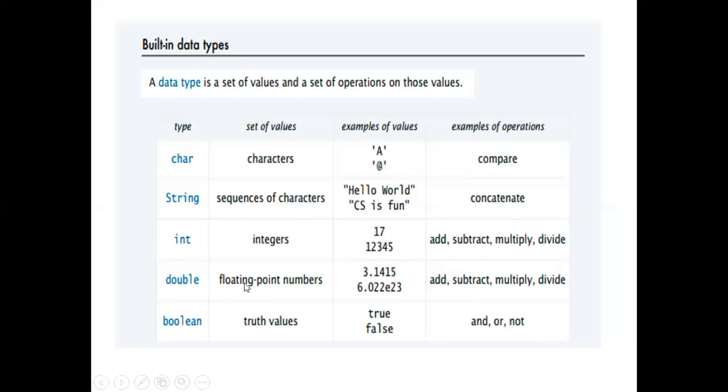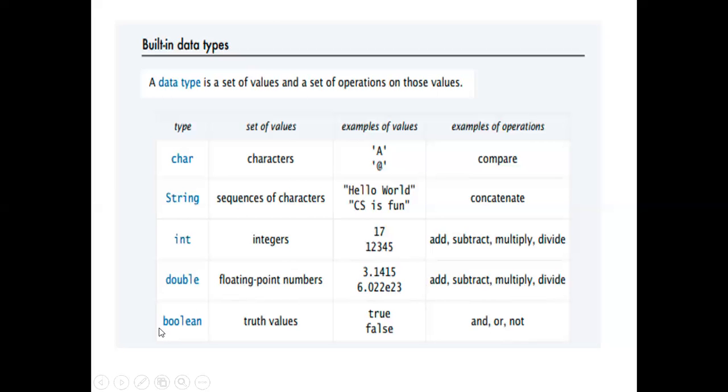Next comes double. What is double? It is a floating point number which includes a decimal point. It is also a number, but it includes a decimal point. The operations performed on it are add, subtract, multiply, and divide.